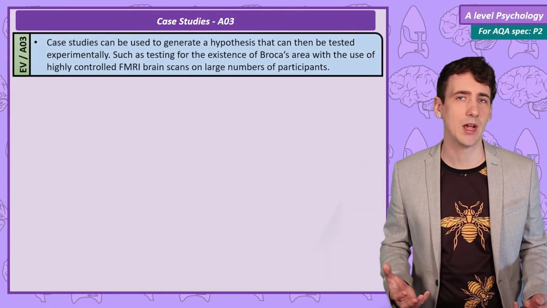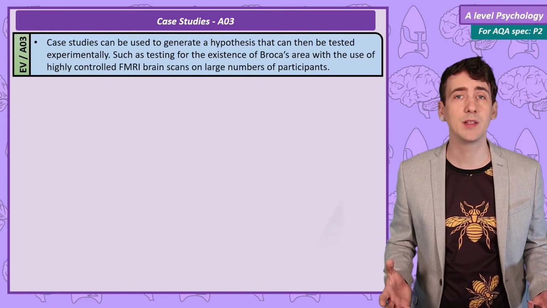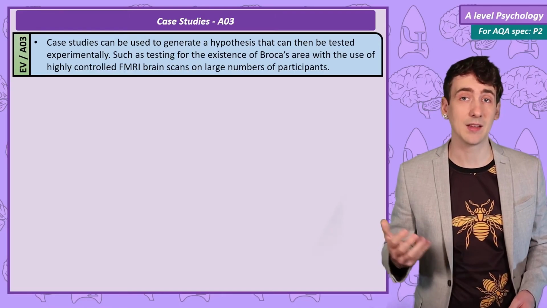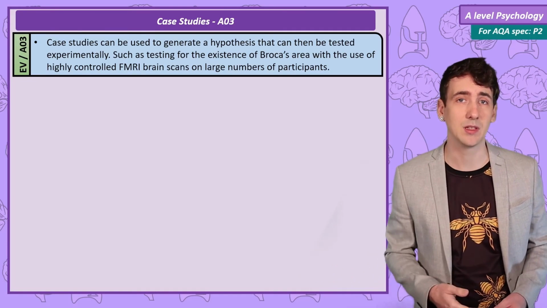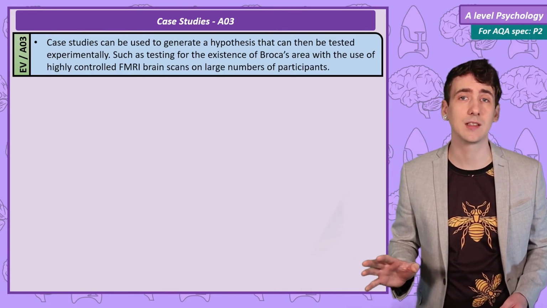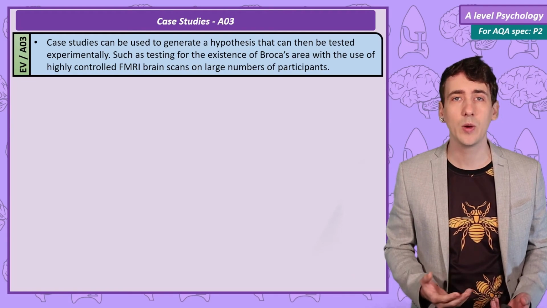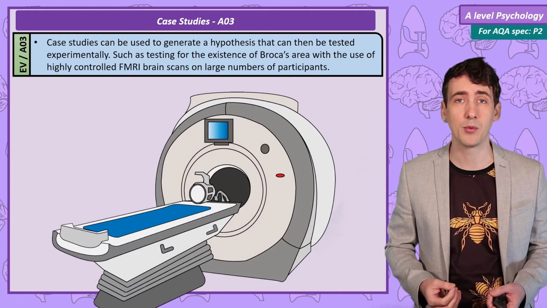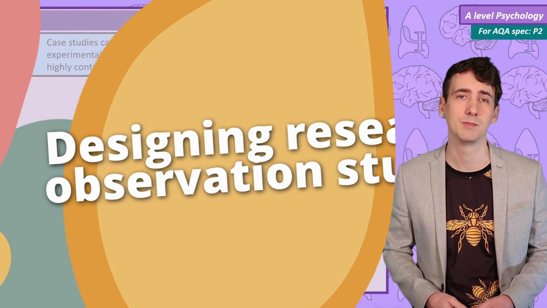And while case studies shouldn't be generalized and lack the scientific credibility of experimental methods, they can generate hypotheses that can be tested empirically and then ultimately accepted. Well over 100 years after Paul Broca and Tan's death, we now can use fMRI scans to confirm the existence of the region of the brain associated with speech production.